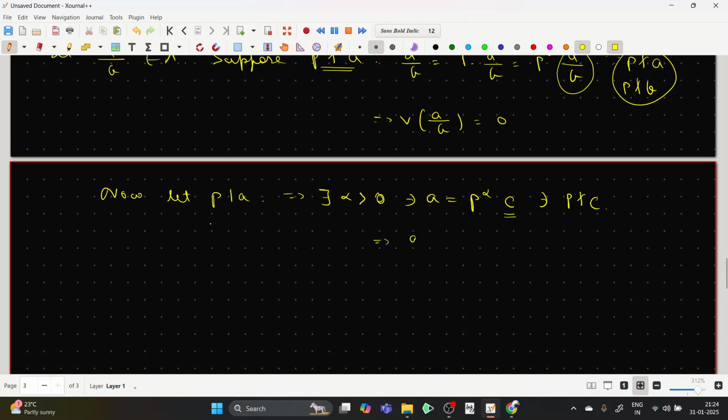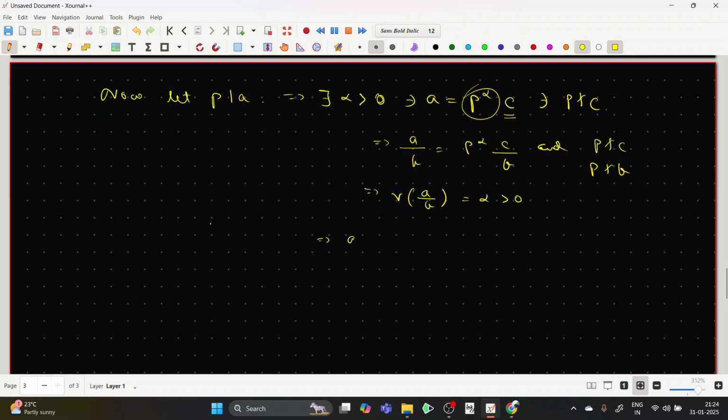So I can write A by B as P to the power alpha times C by B, and we can immediately see that P does not divide C by the way we have taken C, and P does not divide B by our assumption. So this implies that the discrete valuation of A by B is alpha, which by our construction is greater than 0. Therefore this element A by B is in R, which implies that Lambda is contained in R.